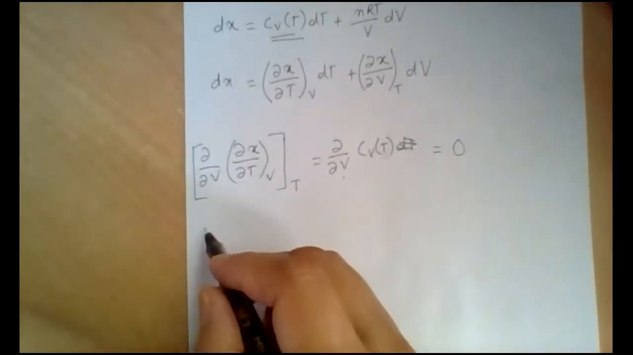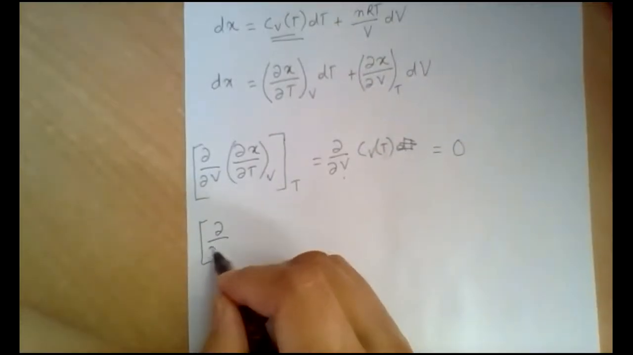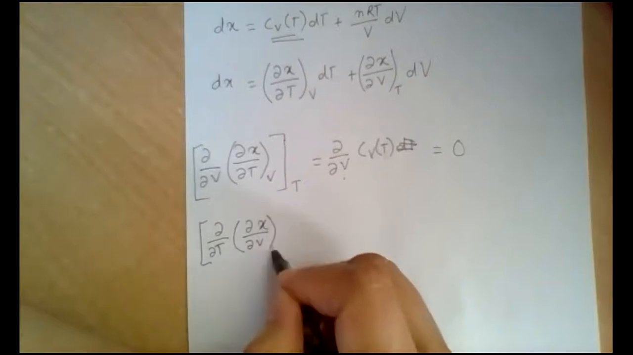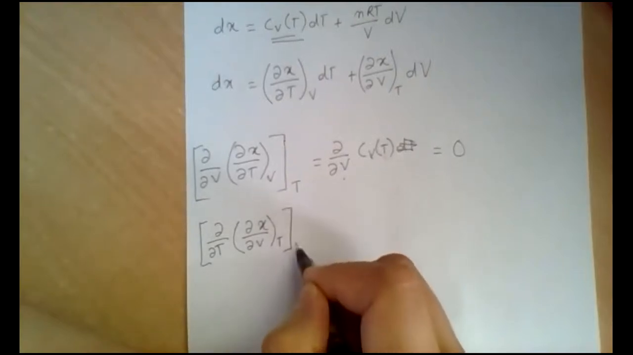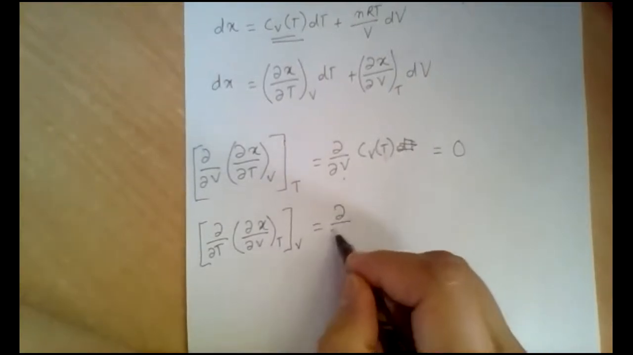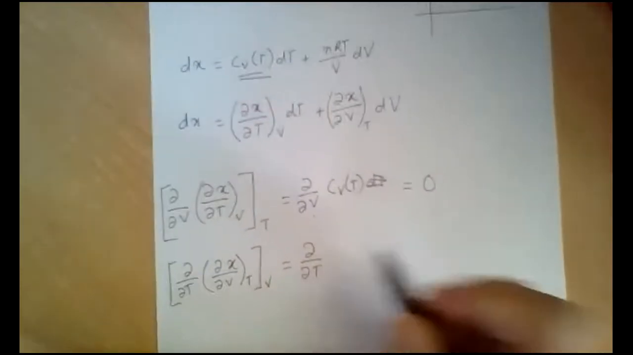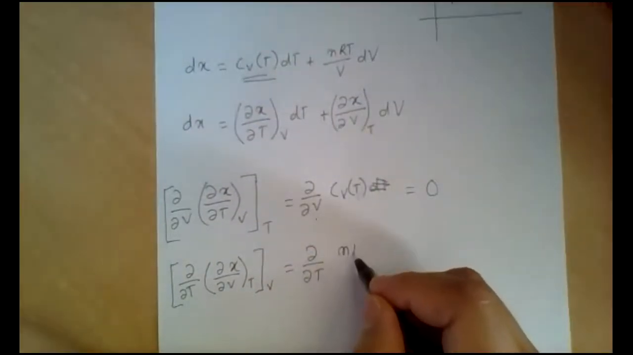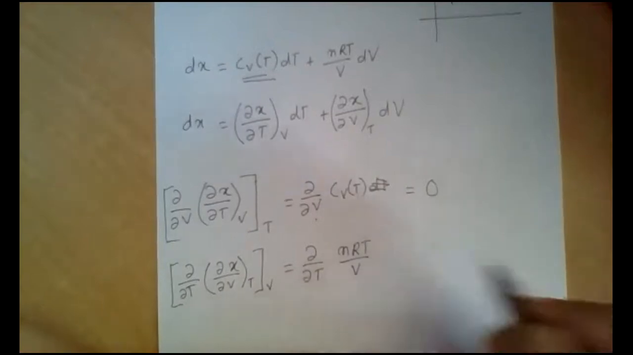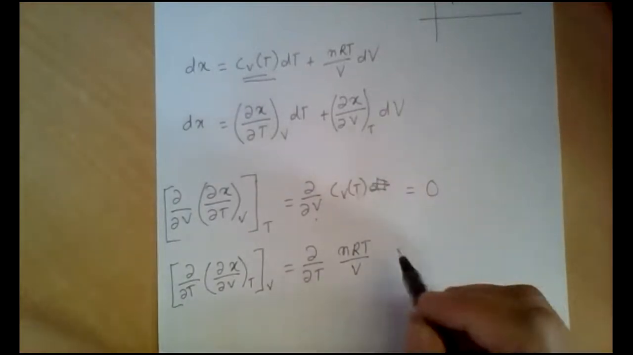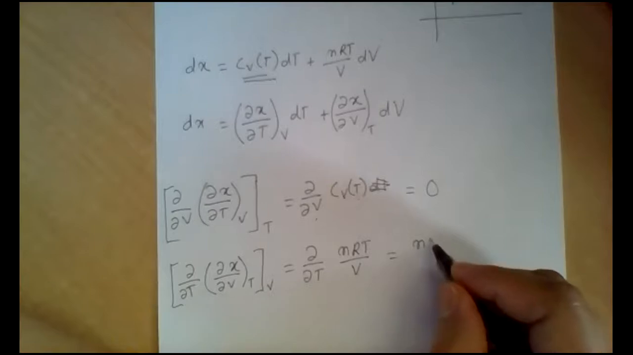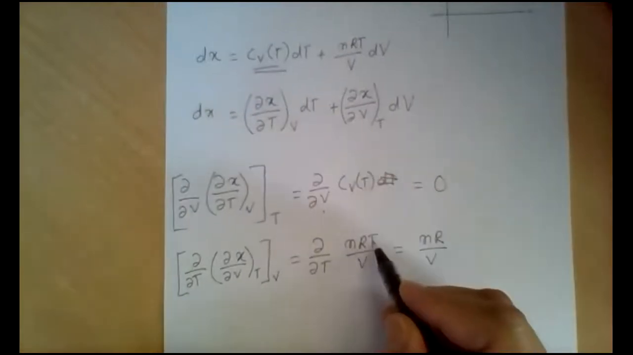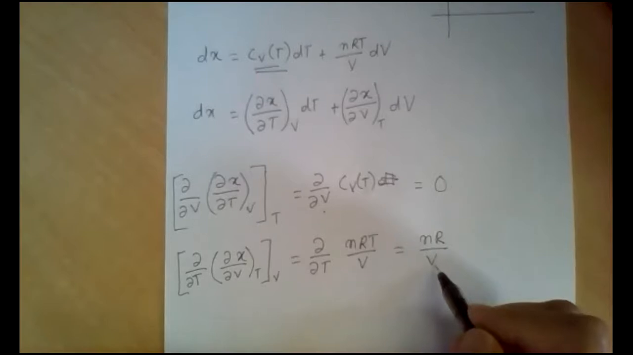Next, let us calculate del by del T of del X by del V, at constant temperature and constant volume. This is del by del T of del X by del V. What is del X by del V? nRT by V. This is nothing but nR by V.